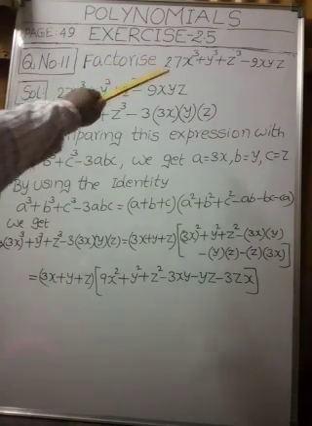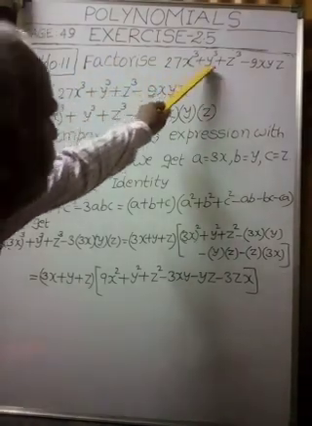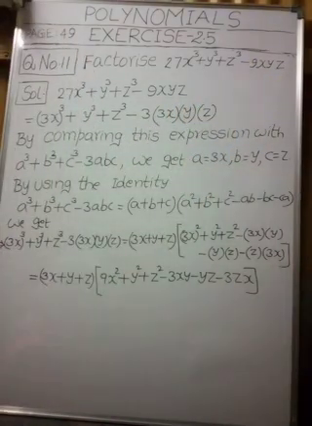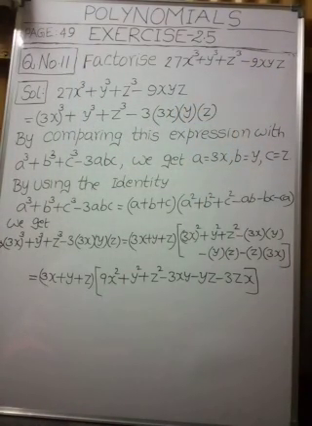Factorize 27x cube plus y cube plus z cube minus 9xyz. Here an algebraic expression is given. We have to factorize it. Understood the question, my dear children? By recalling the suitable algebraic identity, we factorize this algebraic expression.